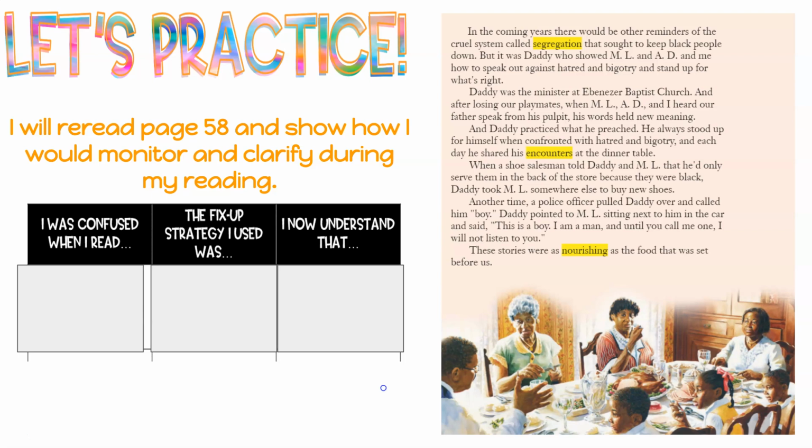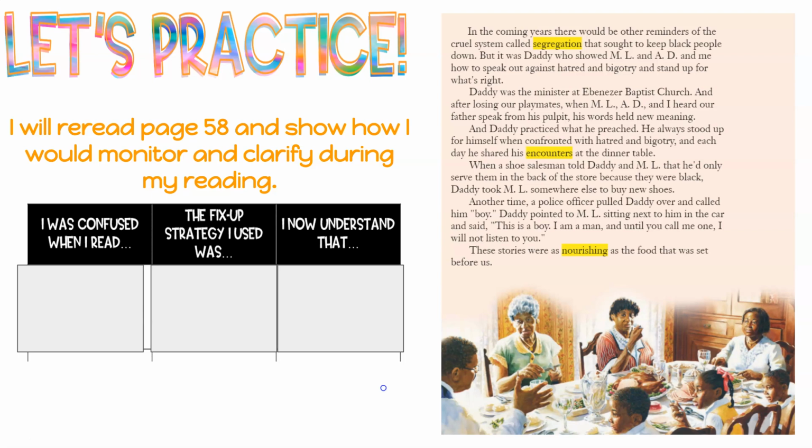In the coming years, there would be other reminders of the cruel system called segregation that sought to keep Black people down. But it was Daddy who showed ML and AD and me how to speak out against hatred and bigotry and stand up for what's right. Daddy was the minister at Ebenezer Baptist Church, and after losing our playmates when ML, AD, and I heard our father speak from his pulpit, his words held new meaning. And Daddy practiced what he preached.